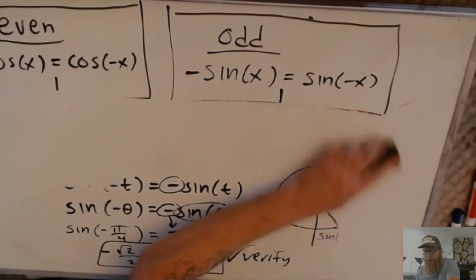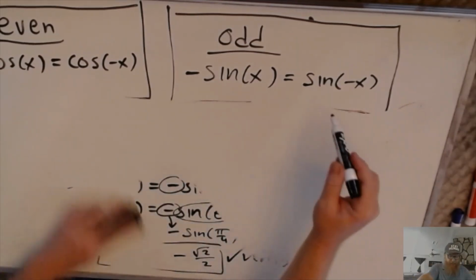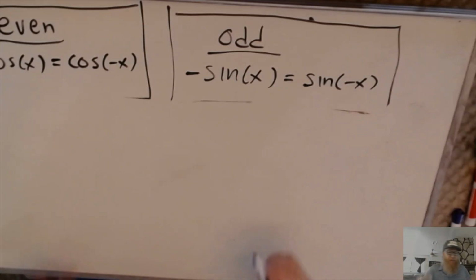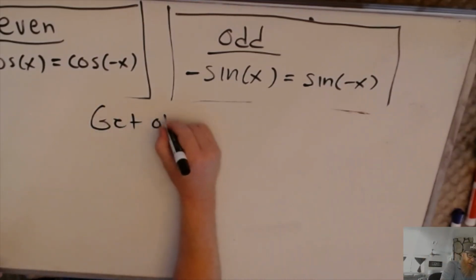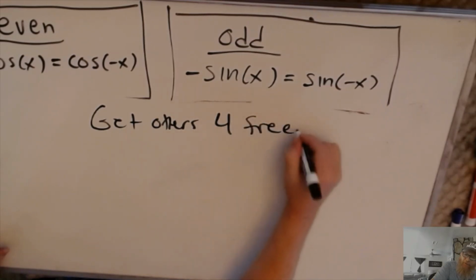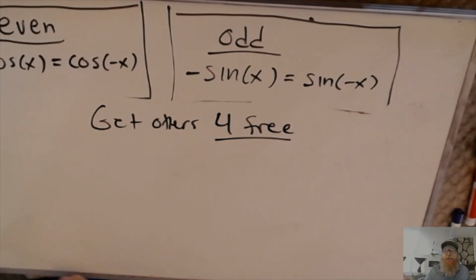All right, so basically, I only memorized these two. Cosine is even and sine is odd. But you're going to have to know all 6 functions. So you're going to get the others for free. And I intentionally say 4 free because that's how many you're going to get. 4 free values.